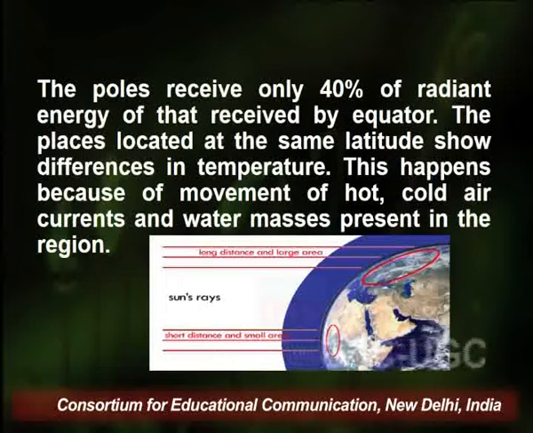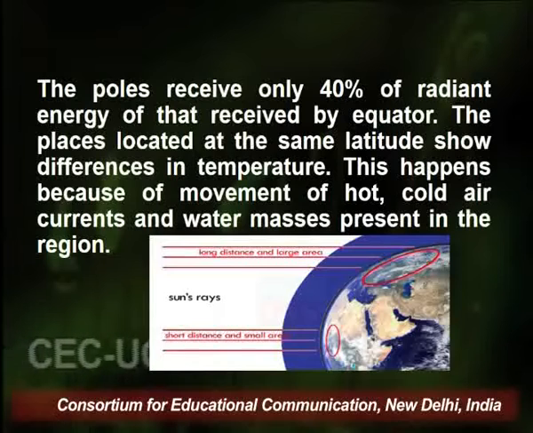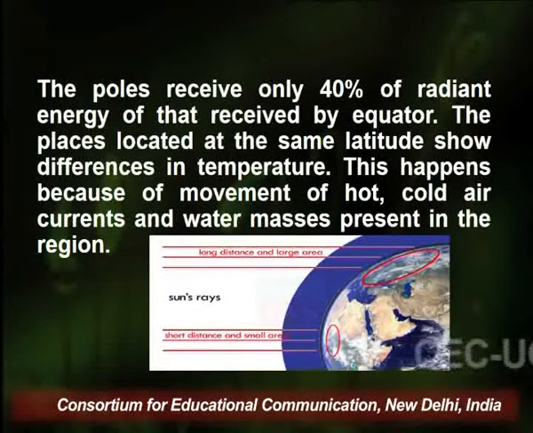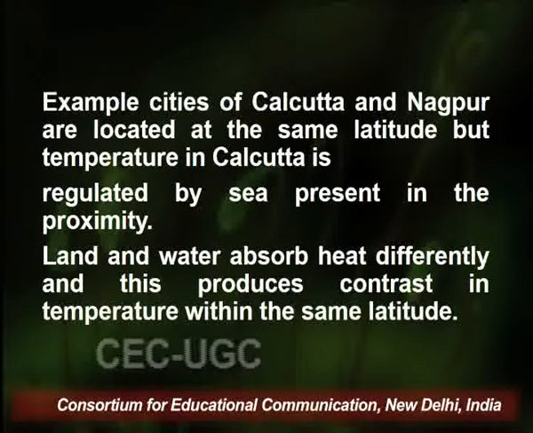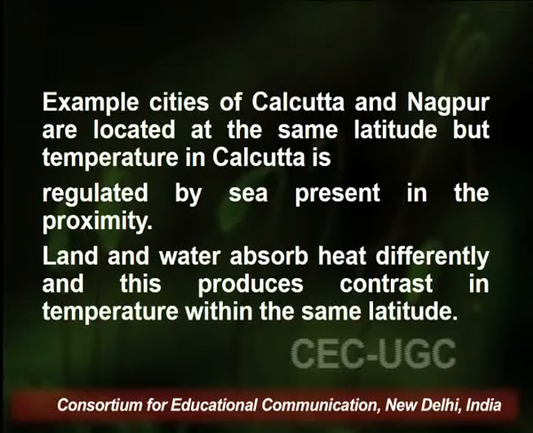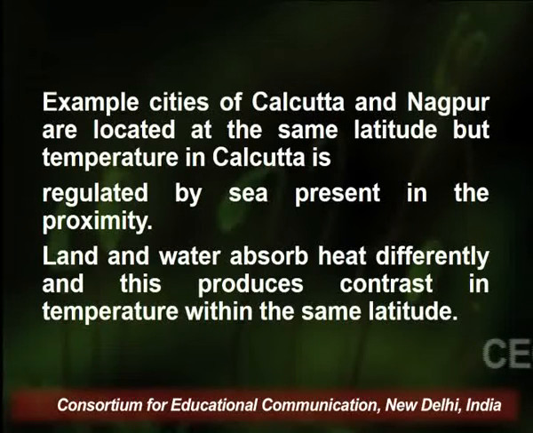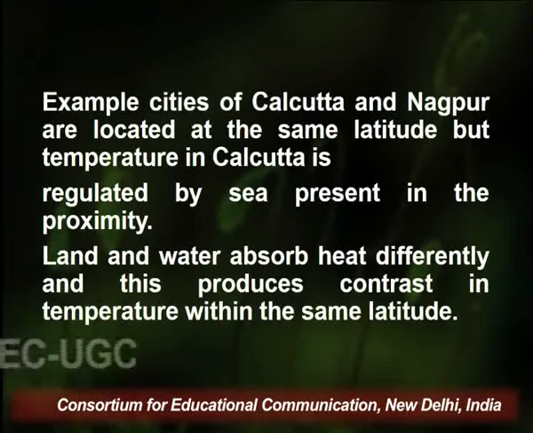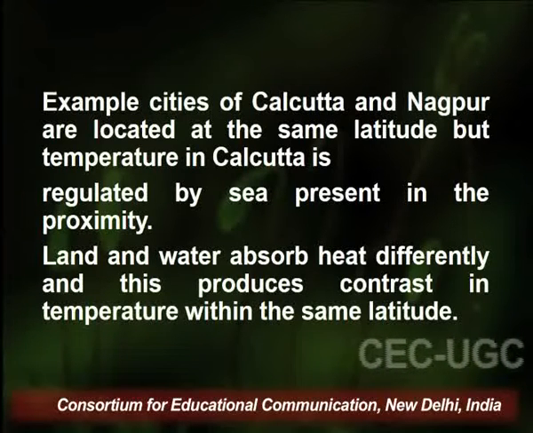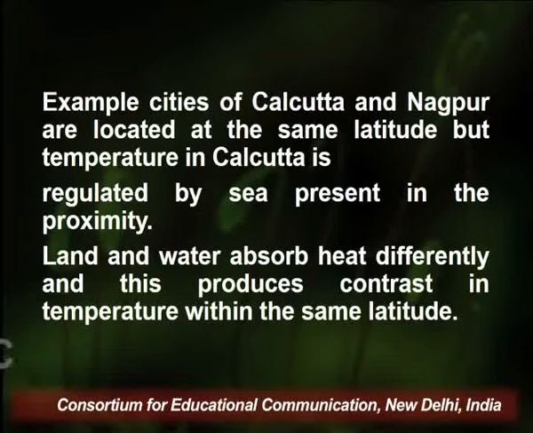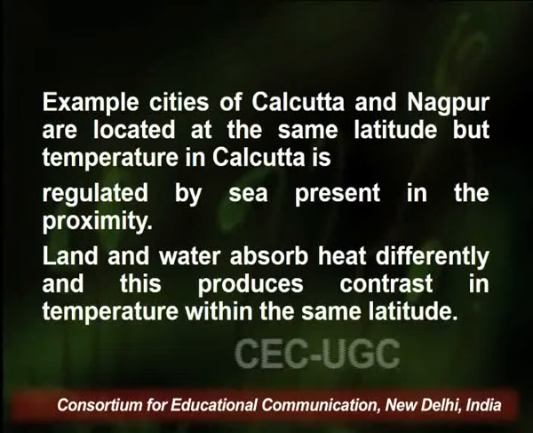The places located at the same latitude show differences in temperature. This happens because of the movement of hot and cold air currents and the water masses present in the region. For example, take cities such as Calcutta and Nagpur, which are located at the same latitude but show variation in temperature. In Calcutta, the temperature is regulated by the sea, which is present in the proximity. Land and water absorb heat differently, and this produces contrast in temperature within the same latitude.